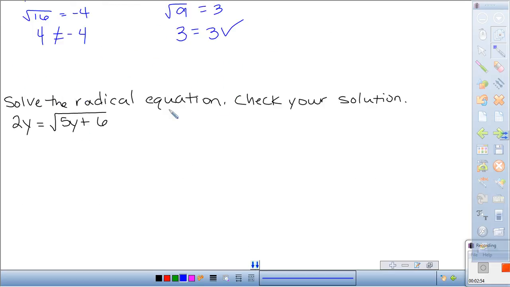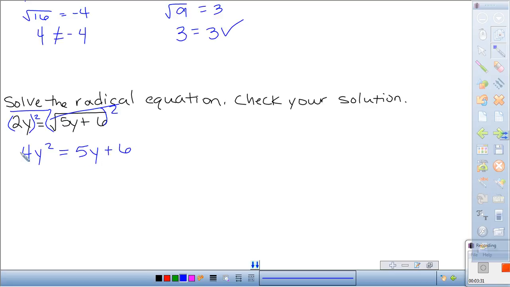But on the second kind of problem, they want you to solve the radical equation. When they ask you to solve, that means pick the answer that does work, and then check your solution. Since we're going to get two different solutions, we have to check to see which one actually does work. So our radical is isolated. We want to square both sides first. 2y squared is 4y squared. You have to square the whole thing. 2 squared is 4, y squared is y. Remember that from chapter 8. Everything inside the parentheses has to be raised to the second power. Squaring this radical just cancels it, so that equals 5y plus 6.